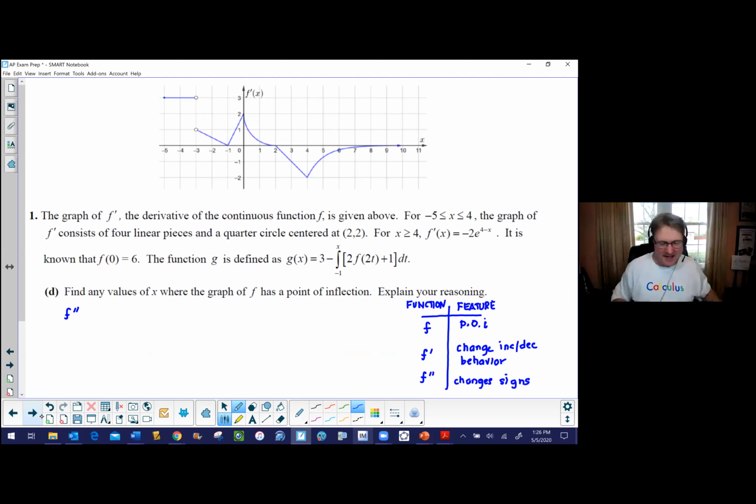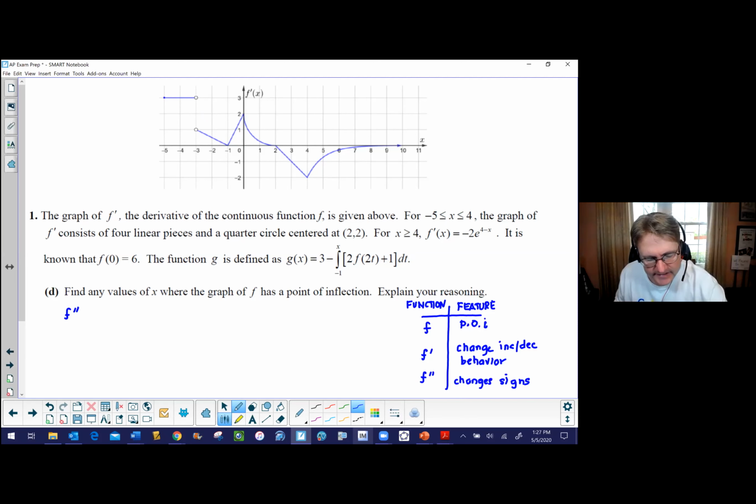All right, so if we get back to part D, find any values of x where f has a point of inflection. Explain the reasoning. Well, remember, we wanted to say that f prime is something that we want to look for changing signs of its derivative, or in this case, changing its increasing, decreasing behavior. So if we look at our f prime and we think, okay, where does this change increasing, decreasing behavior? And we find out that that's going to happen, well, not so much here. That's just a zero, it's a slope that's 0. It's not really increasing nor decreasing. Here we decrease and then we start to increase.